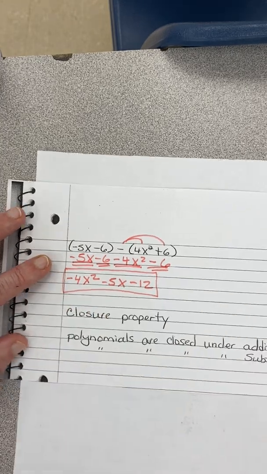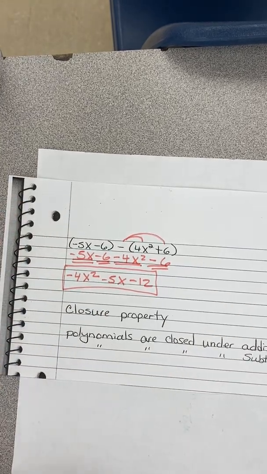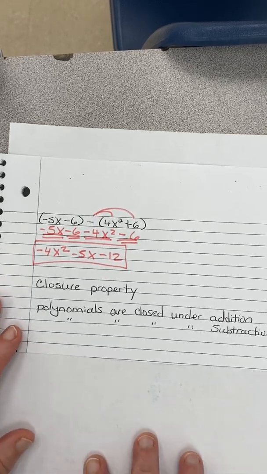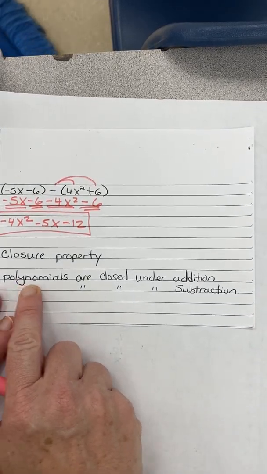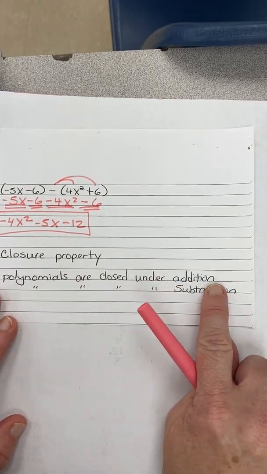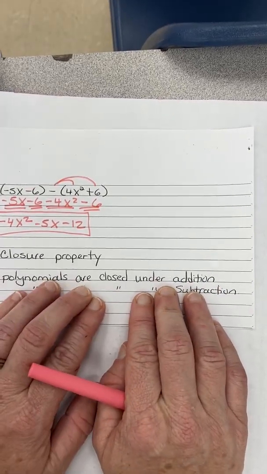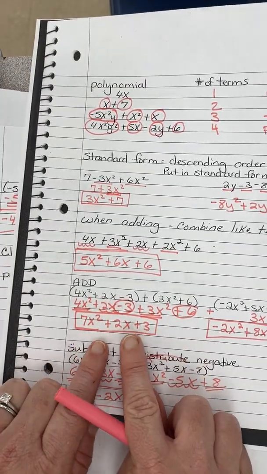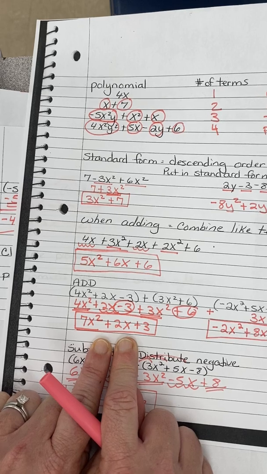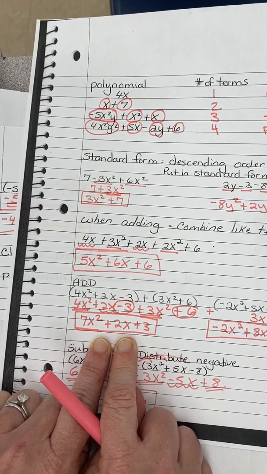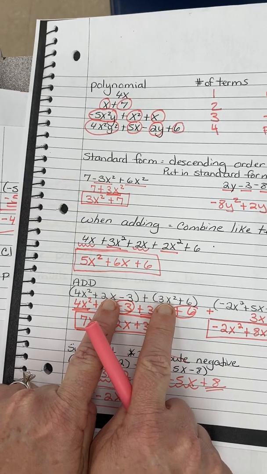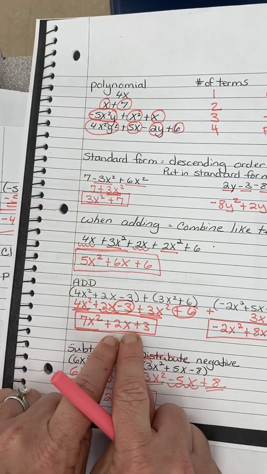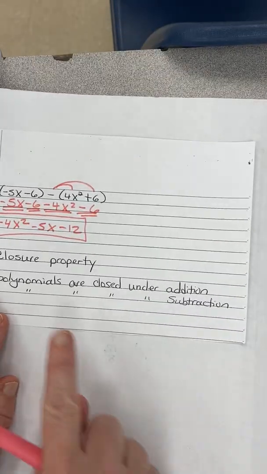Now the last thing I want to talk to you about can get a little confusing. It's called the closure property. And the easiest way for me to explain it is to give you an example. It says polynomials are closed under addition. And what that means is if I add polynomials, like right here, I'm always going to get a polynomial for an answer. Okay, so if it's closed, it's basically saying whatever goes in must come out. So if polynomials go in, a polynomial is going to come out. And that's what that means.